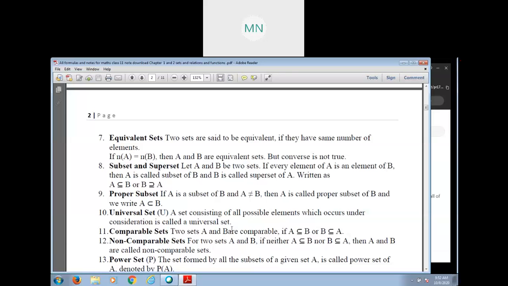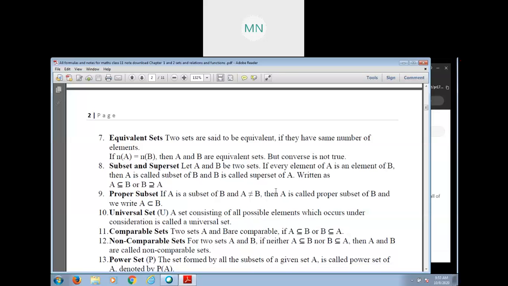Then you consider a set A that contains the elements 1, 2, 3, 4, 5. In that sense, it is called the universal set. Suppose you consider another set C. C contains the elements 6, 7, 8. In that sense, we say that U is the universal set, and it is denoted by U. U always indicates the universal set. A universal set is a set consisting of all possible elements under consideration.